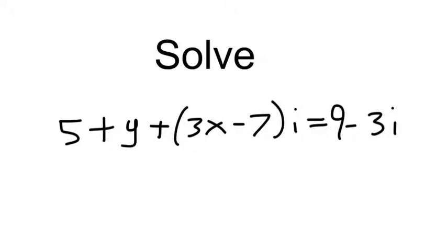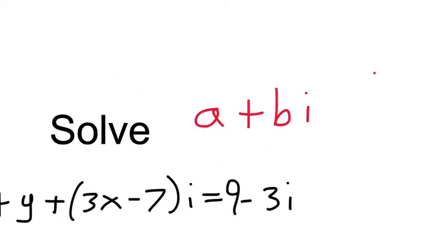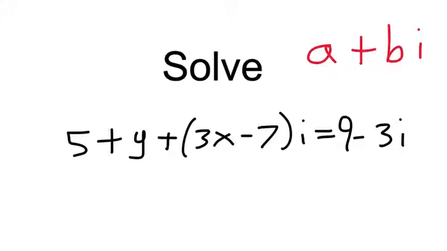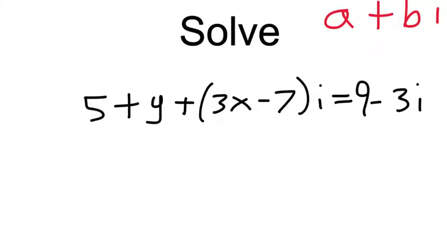A complex number has the following form. It has a real part, a, and b, an imaginary coefficient. So what we're trying to do with this equation is solve it so that we have a be 9 and b be negative 3. So let's try to simplify a little bit.